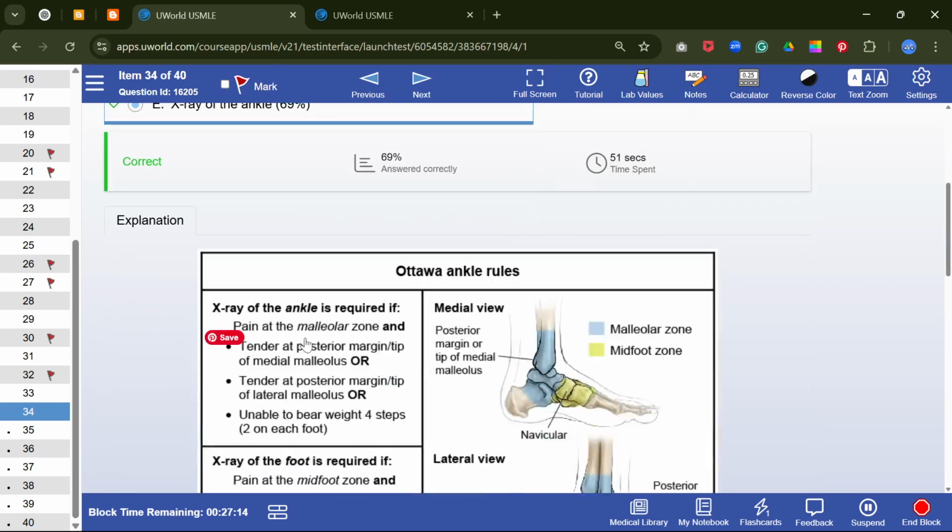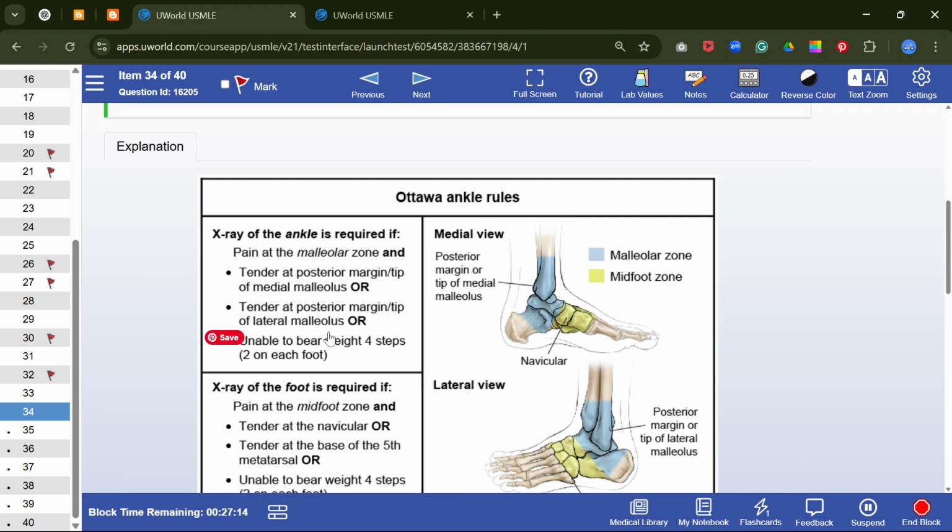Okay. Ottawa ankle rule first. Ottawa ankle rule, X-ray of the ankle. X-ray of the ankle is required if there is pain in the malleolar zone, tenderness at the posterior margin or tip of the medial malleolus, tenderness at the posterior margin and tip of the lateral malleolus, and inability to bear weight for four steps.